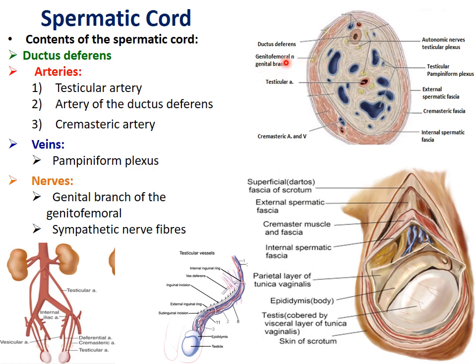Genitofemoral nerve. From genitalia means external genitalia, right? So those nerves are going over there, and then femoral, towards the femoral. So the name of the nerve is genitofemoral. This divides into two branches, genital and femoral. But here it is running in combined form, genitofemoral, as a content of the spermatic cord. Then there are sympathetic autonomic fibers.